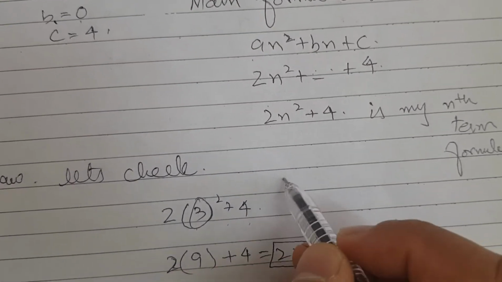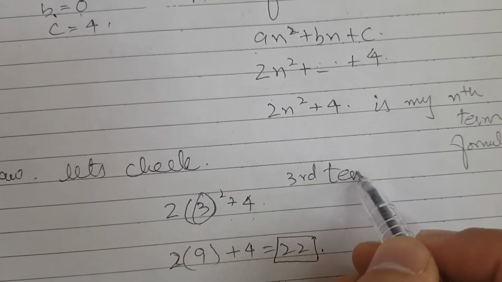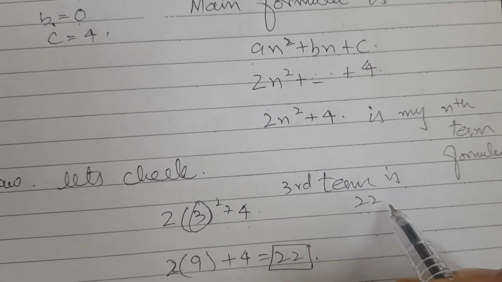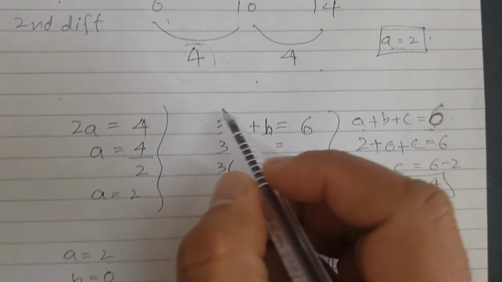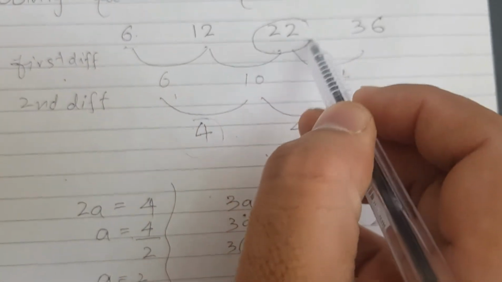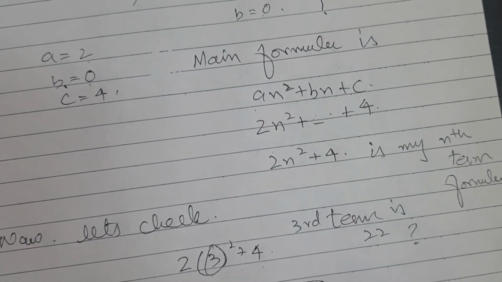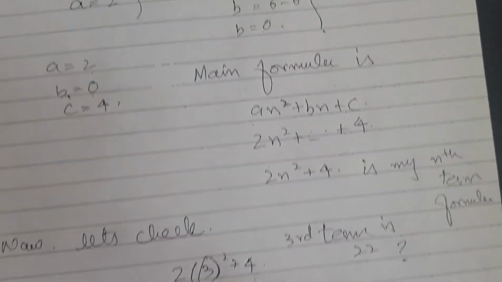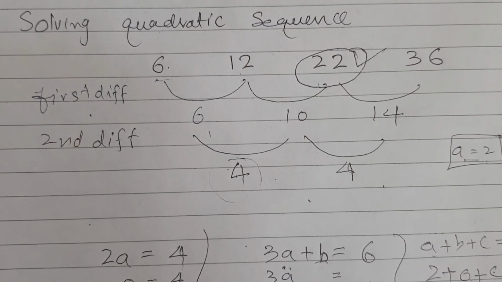Now I'll see if my third term value is actually 22. Third term is 22. Let's see if we have it here. My third term, 1, 2 and 3, is 22. This means my nth term formula is correct. So this is my basic rule. It's true that the formula is correct.